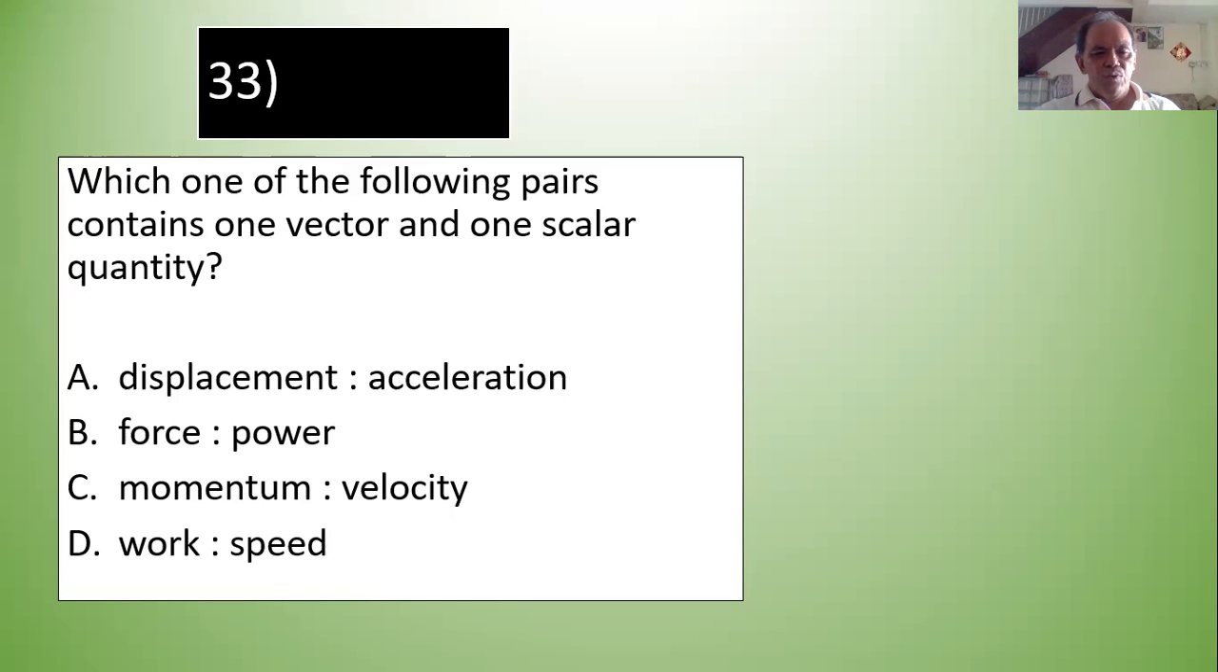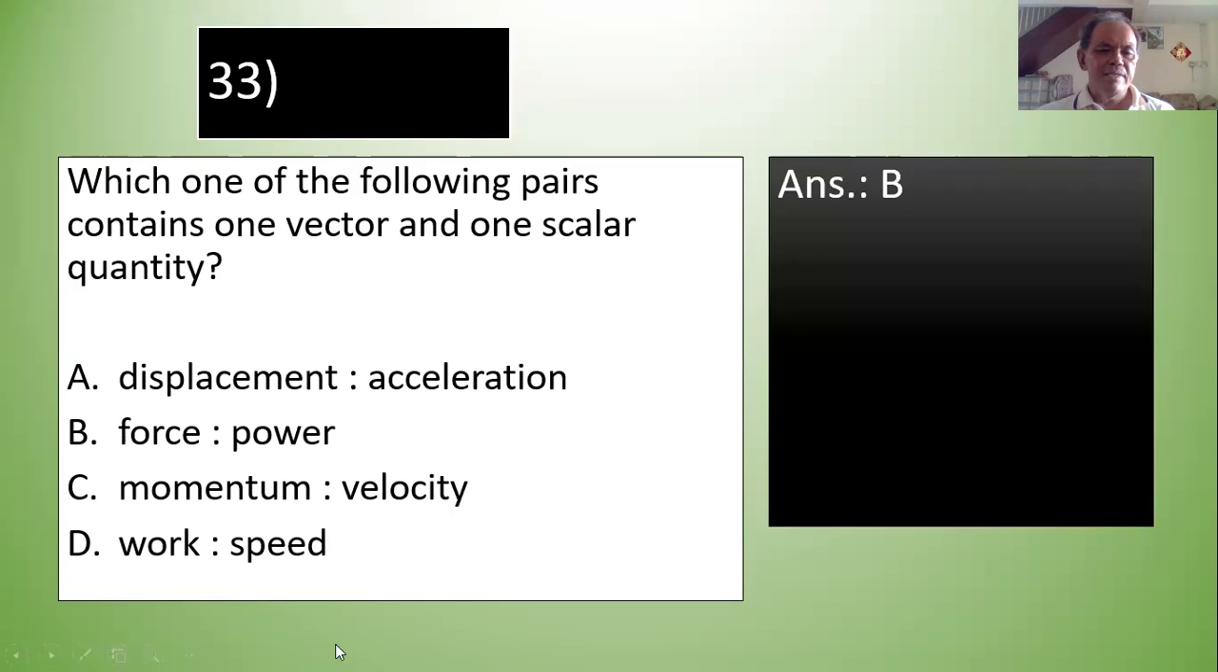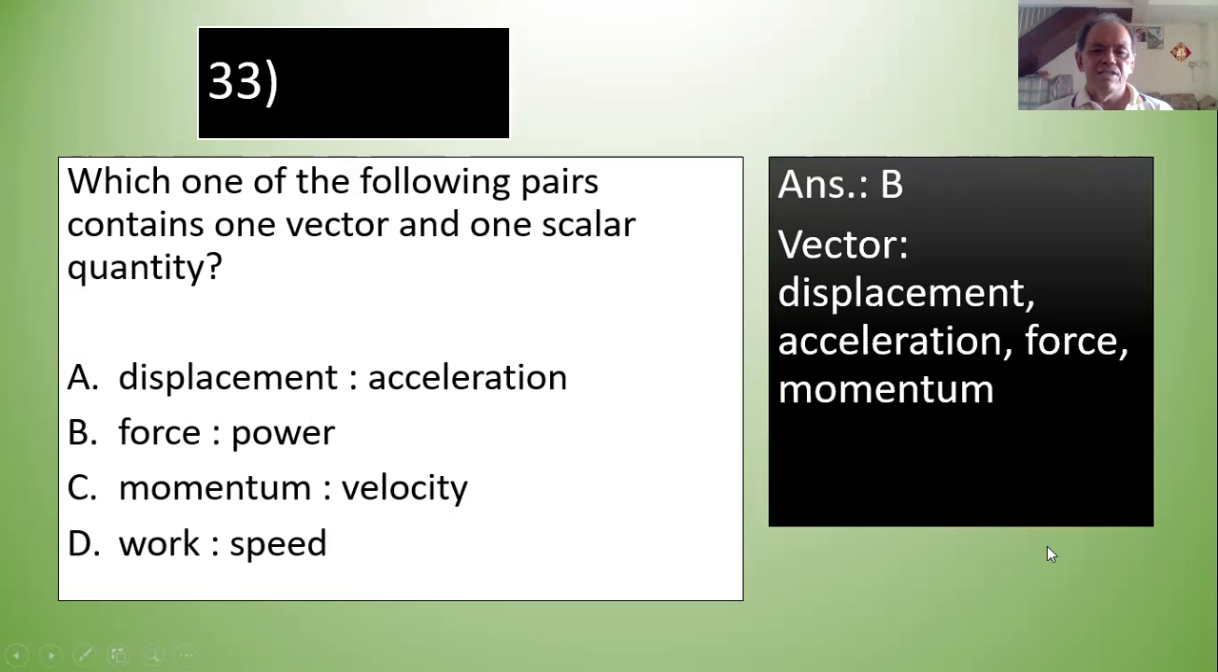Which one of the following pairs contains one vector and one scalar? So B, power is a scalar, force is a vector. Vectors are your displacement, acceleration, force, momentum, velocity. These two are both scalar.